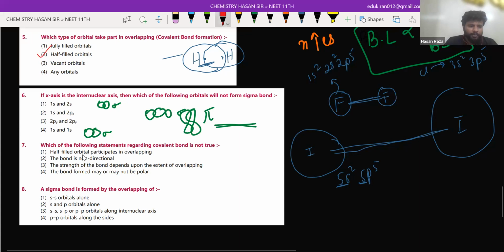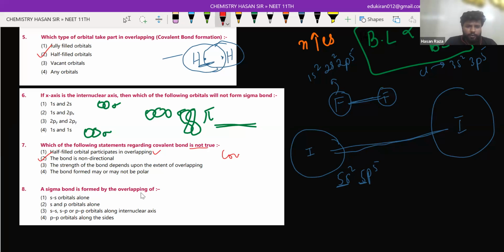And 7, which of the following statements regarding covalent bond is not true? Half filled orbitals participate, this is correct. Bond is non-directional, not true. I told you, covalent bond is directional, so this is not true.